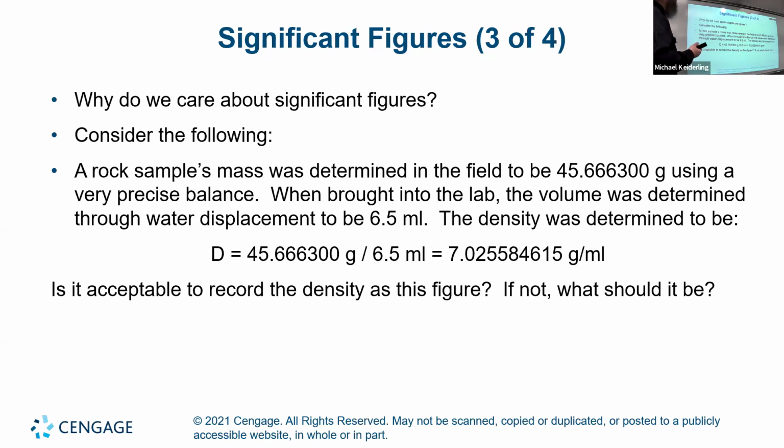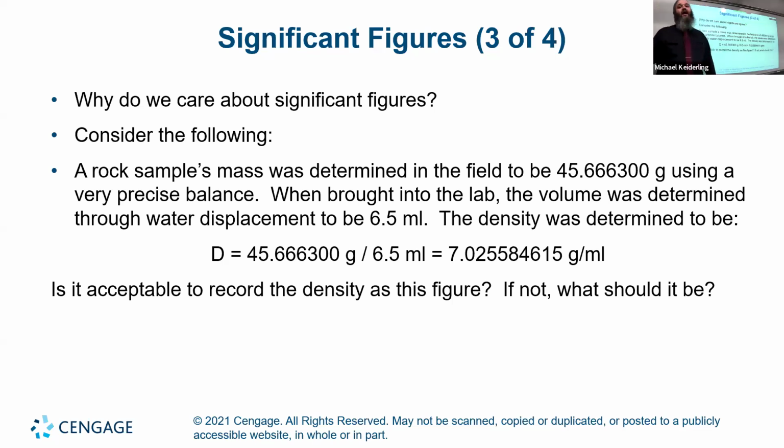So if you have a rock sample's mass that was determined in the field to be 45.666300 grams using a ridiculously precise balance that measures down to the microgram. And then when brought into the lab, the volume was determined through water displacement to be 6.5 milliliters. And so the density was determined to be 45.666300 grams divided by 6.5 milliliters, which is 7.025584615 grams per milliliter. And the question you might ask, is it okay if I put this down as my result?